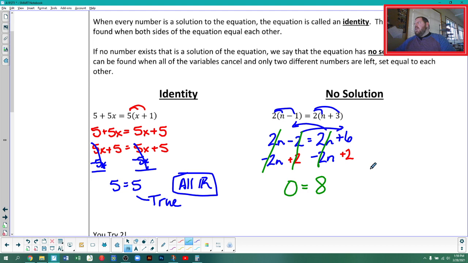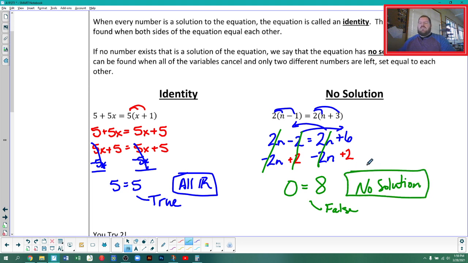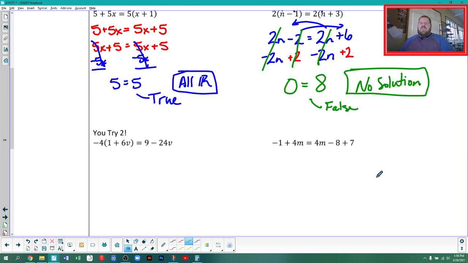Well, I can't think of any world where 0 equals 8. That right there is a false statement. That's false, so there's no solution. There's no possible value for n that makes this work. Okay, try these two down below and see. I'm guessing it's going to be one of these two special answers, but pause the video, give it a shot.